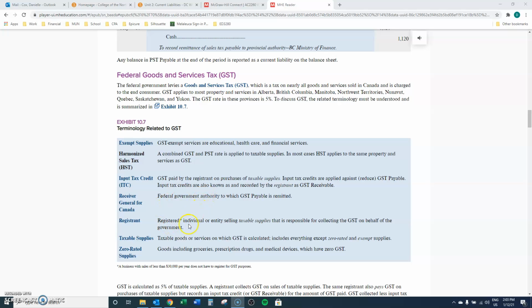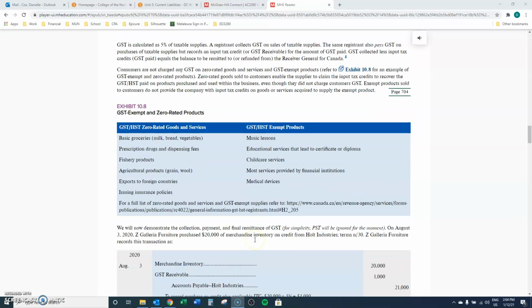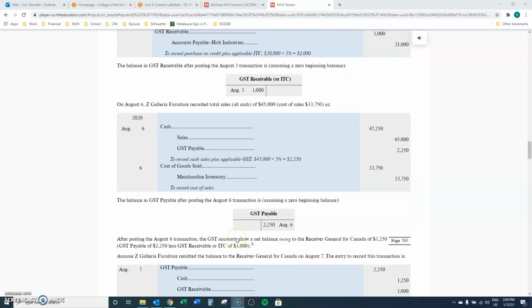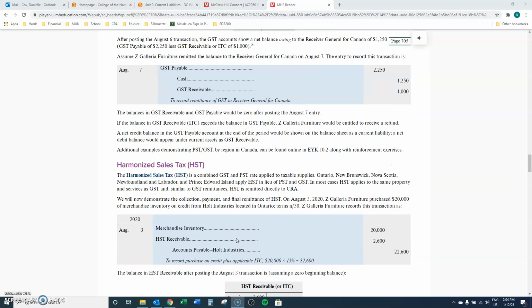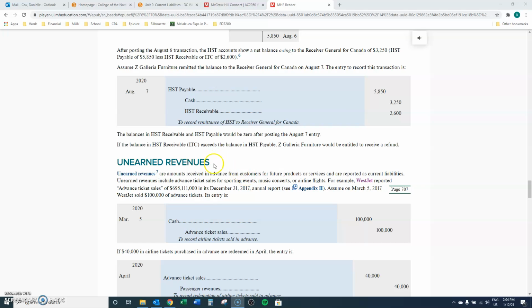A registrant, that's a registered individual or entity that's selling taxable supplies, and they're responsible then for collecting GST on behalf of the government. Taxable supplies would be everything other than exempt supplies and zero-rated supplies. Zero-rated includes groceries, prescription drugs, medical devices, and such. So we look at GST, and then to give some examples, entries are done the same. And then we look at HST, which is a combined GST and PST. So again, the entries are all very similar. It's just a matter of which one you're using.